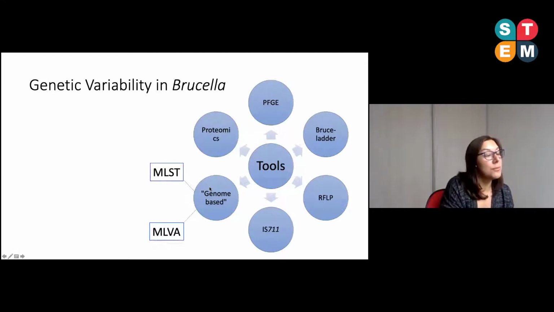Some of these include multi-locus sequence typing and multiple locus variable number of tandem repeat analysis, that's MLVA. And we have supported our analysis in these tools, but we have also performed a lot of whole genome analysis. And then we have performed the phylogenetic analysis of our samples in the world context.